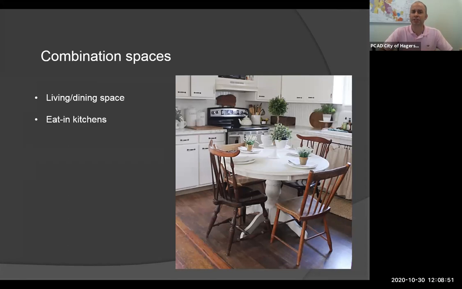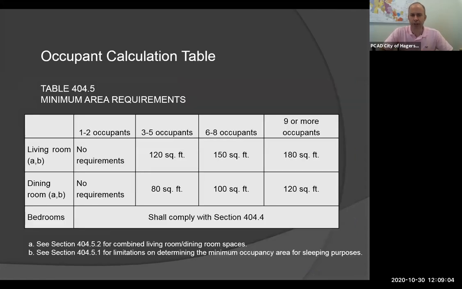Now, we talk about combination spaces, so spaces that are combined together. First, let's use the living and dining space example. Going back to the previous slide, if I was going to have a combination living dining room, I would have to have the total square footage for both of those rooms in one room. So let's take the example of 3 to 5 occupants. If the living room needed 120 square feet and the dining room needed 80 square feet, that means a combination room has to be a total of 200 square feet to meet the qualifications of a living dining room space. And yes, you must have living and dining room spaces in all units in Hagerstown. The same goes for the other ones: it'd be 250 for a combination for 6 to 8 and 300 square feet for 9 or more.